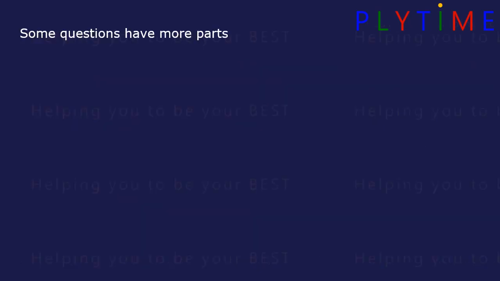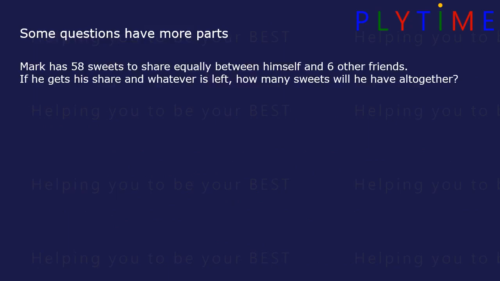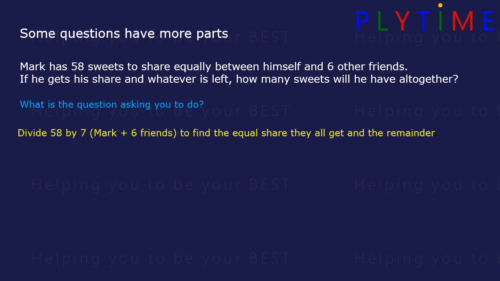Some questions have more parts. Mark has 58 sweets to share equally between himself and 6 other friends. If he gets his share and whatever is left, how many sweets will he have altogether? What's the question asking you to do? Divide 58 by 7, Mark and his 6 friends, to find the equal share they all get, and then the remainder, and add that on for Mark.